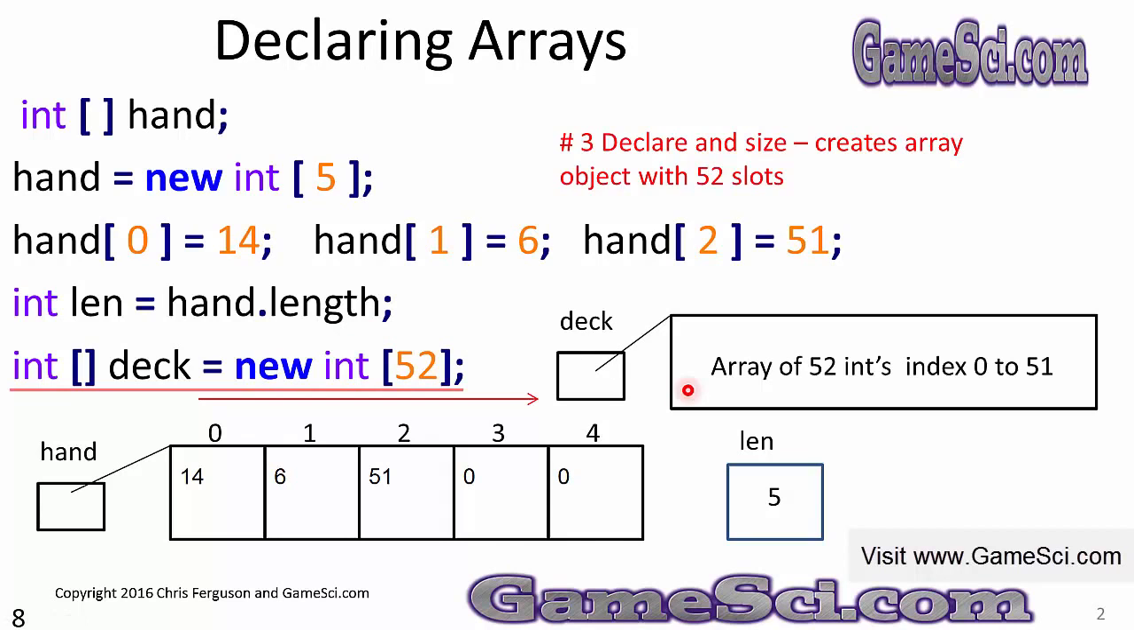I debated whether I should draw 51 lines here and draw the numbers 0 through 51 up here. In the end, I decided I'd have to scrunch them in so tight it wasn't worth it. Let's just say that there are 52 integer slots available in this array. With this syntax, it'd all be filled with zeros. But this line of code not only declares the array dec, it allocates the object with 52 slots.